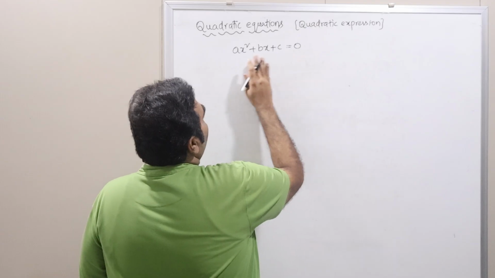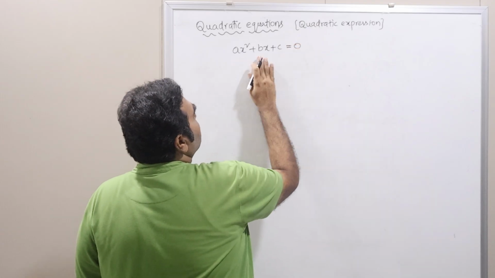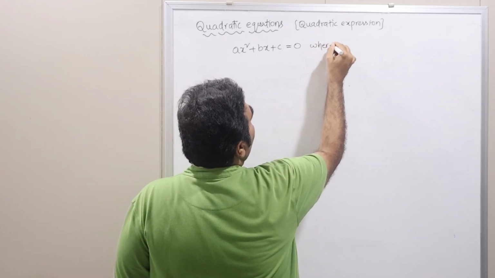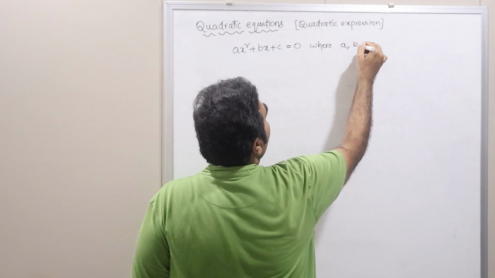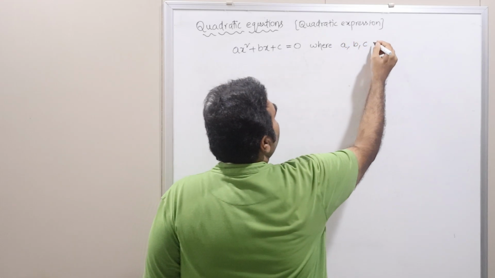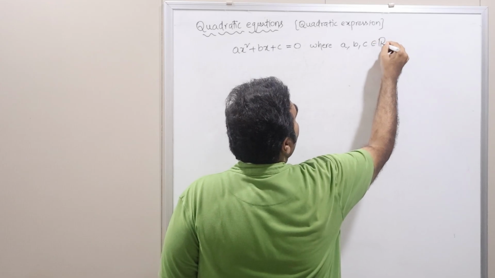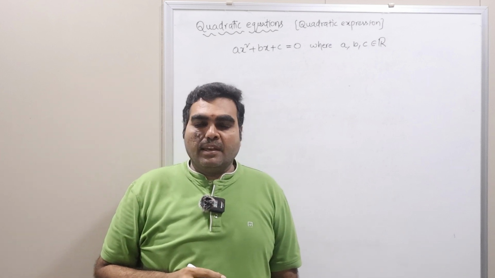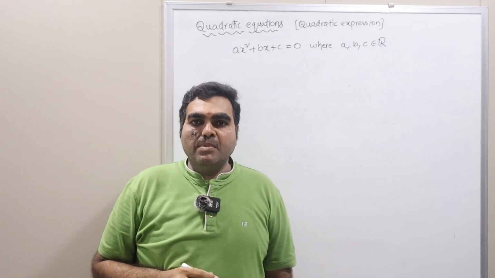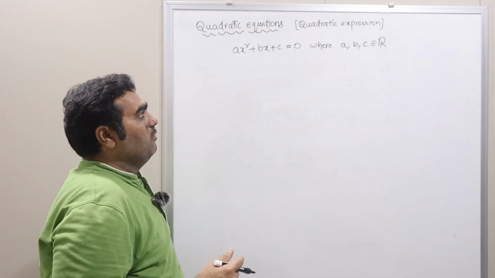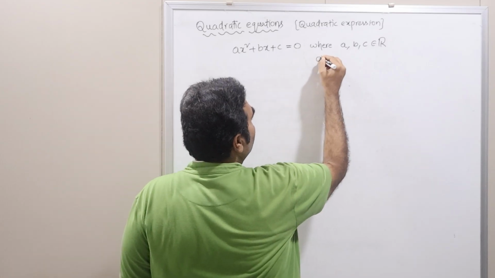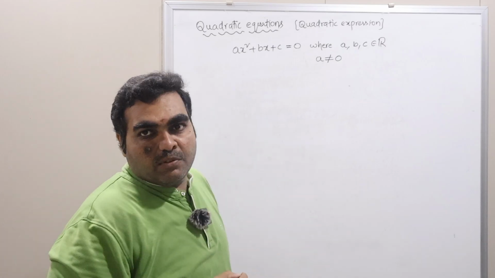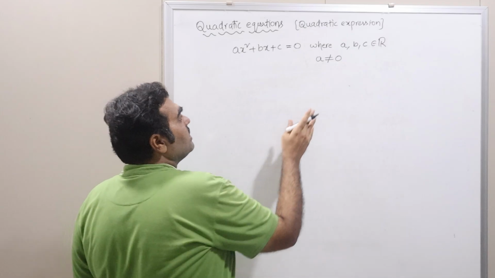So this is the general expression, ax square plus bx plus c is equal to 0, where the symbols that we use here, a, b, c, apart from x, these three are real numbers. This is very important. a, b and c must be real numbers. They cannot be complex numbers. Another condition is a should not be equal to 0. Always a is not equal to 0. What happens if you violate this condition?